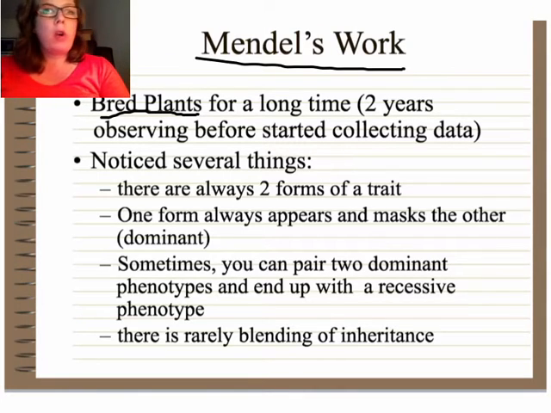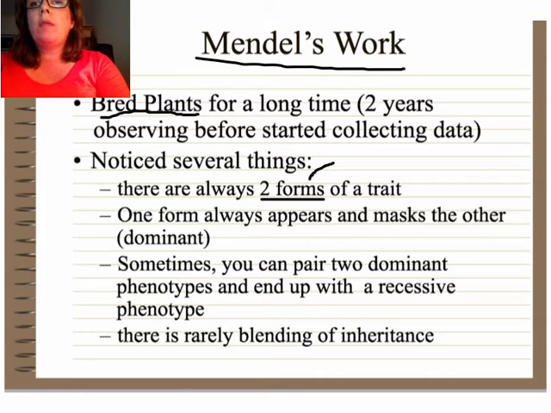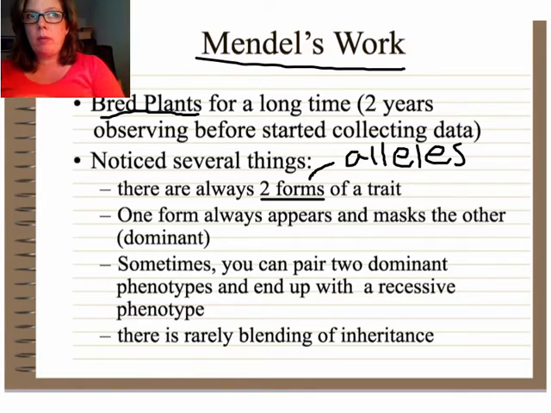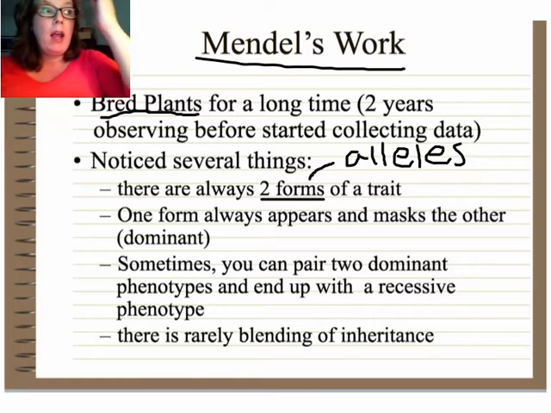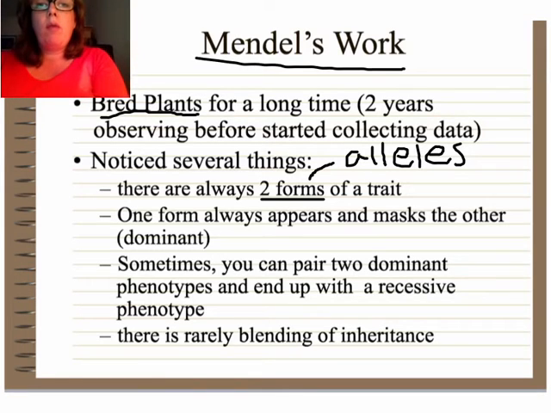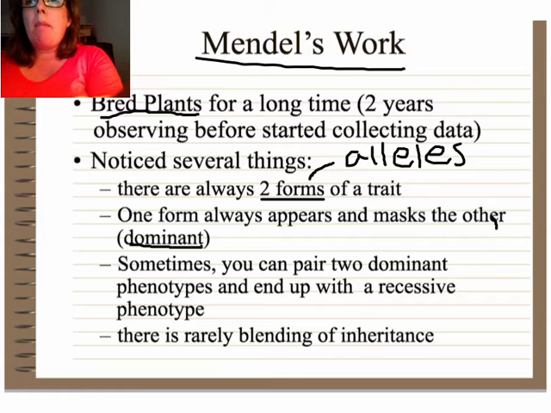And as he was working, he noticed several things. The first of these is there are always two forms of a trait, and those two forms of a trait are called alleles. Hopefully this is a term that's familiar to you from middle school. And he noticed that one of the forms of the trait always showed up. He called that one the dominant one. The other one that got masked, he called the recessive trait.